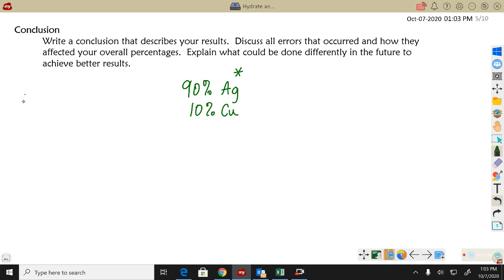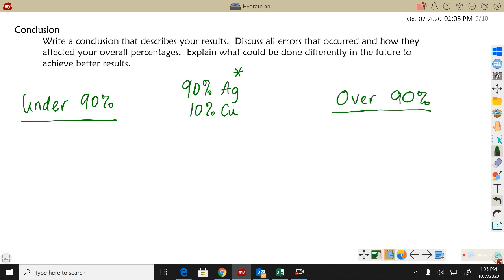Now you could be under 90, or you could be over 90, which we were a little bit over 90%. Whoopsies. Now, obviously, that's where we're going to focus for our conclusion. But it's good to understand both sources of error, because what if you got a free response question and it walked you through these similar calculations, and then at the end they had data that was 85% silver. Is this a logical error? So we should understand both sides of the story.